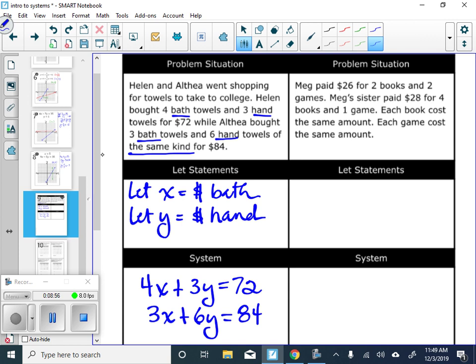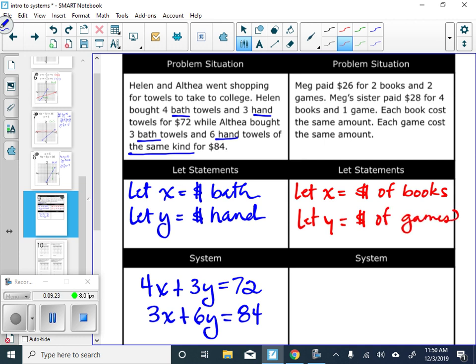What do you not know? That's correct. So let's let X equal the cost of books, right? And we'll let Y be the cost of games. Now, I want you to write your system, and then we're going to check it. So I'm going to pause.